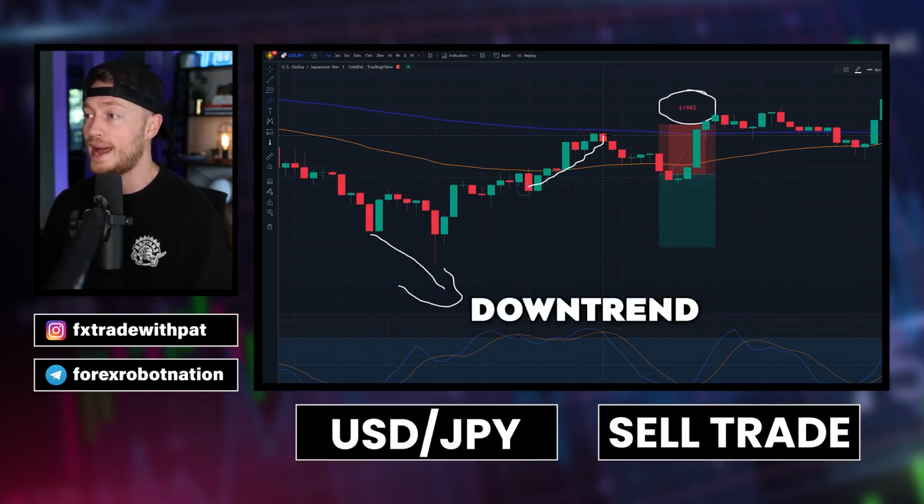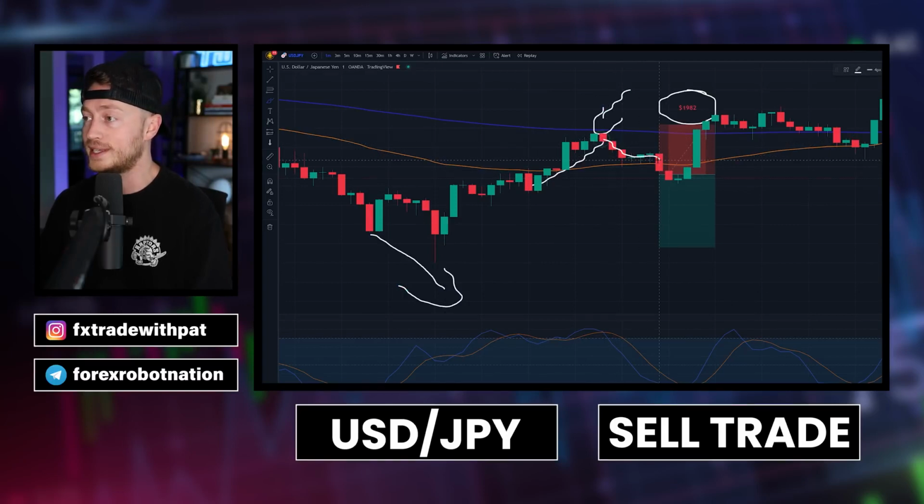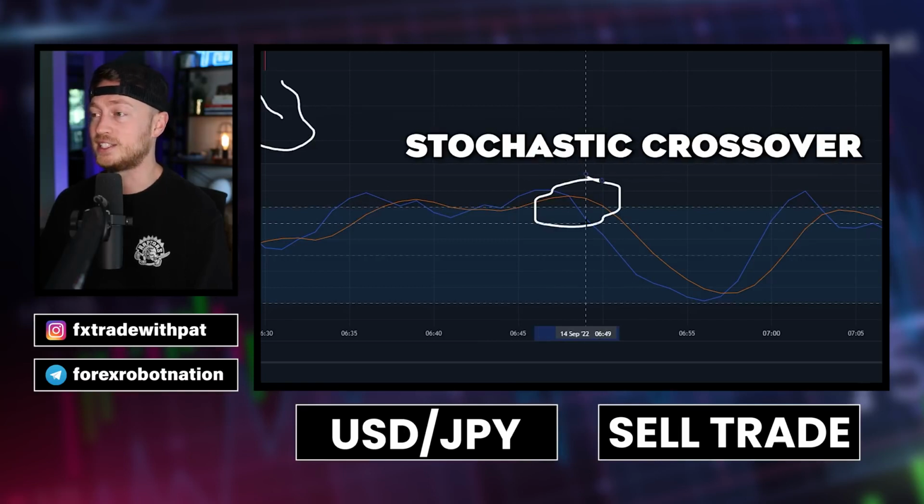We are in a bit of a downtrend here. I get the pullback to my 150. That's what I'm looking for. And then we start to get the candle to cross down. And at this level right here, I had my stochastic cross. So I thought this was a good trade. I followed the rules, but it just didn't pan out.